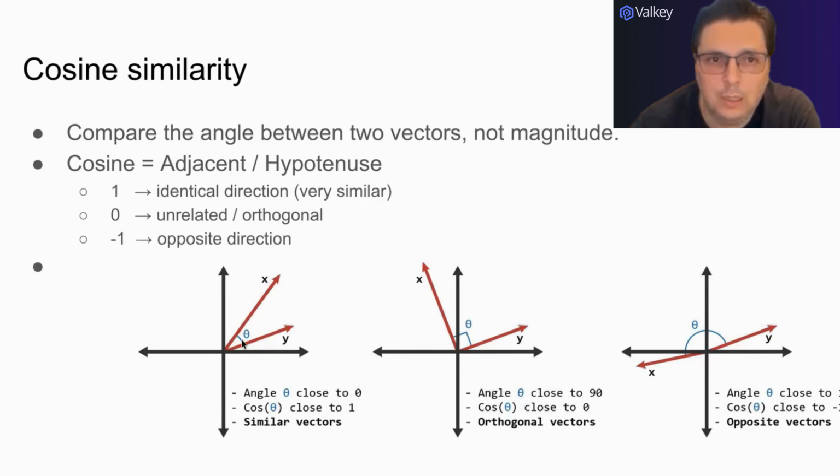So here you can see that the angle is close to 0, and cosine is adjacent over hypotenuse. In the case of an angle that's close to 0, the cosine of 0 is going to be close to 1, so these vectors are similar. In the case of orthogonal vectors, where the angle is close to 90 degrees, the cosine will be close to 0, so it's obviously less similar. And here we have a 180-degree angle, and the cosine will be close to -1 for opposite vectors.